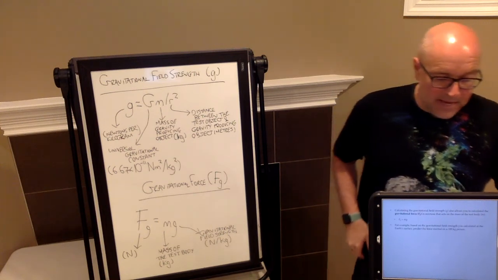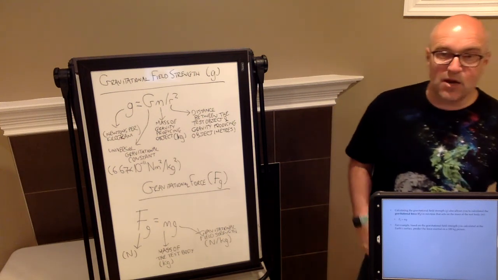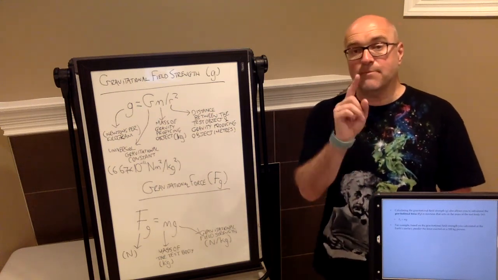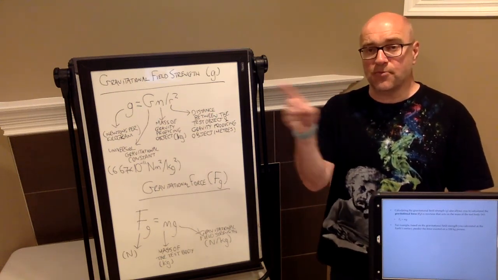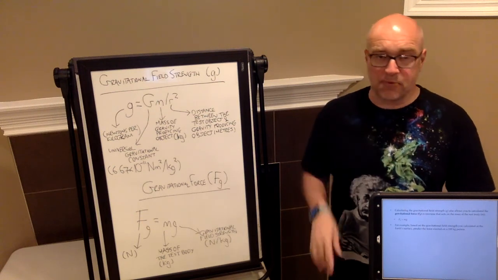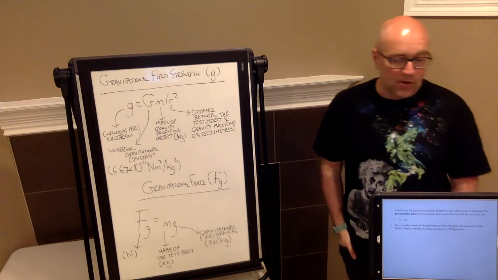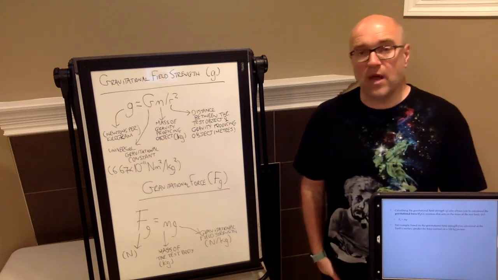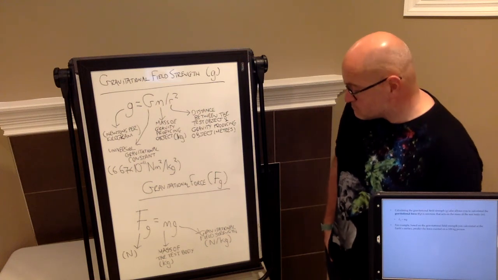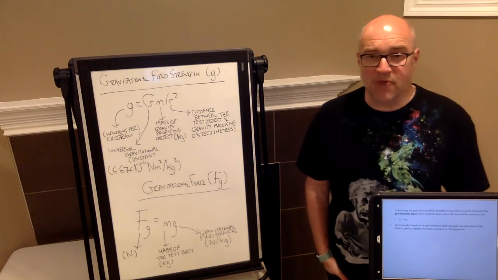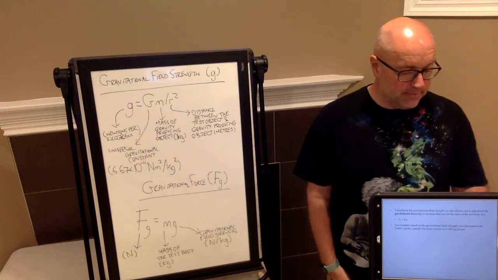Here's an example. Based on the gravitational field strength that you calculated on the Earth's surface, remember that was 9.83 newtons per kilogram, the number we just got on the previous slide, predict the force exerted on a person who weighs 100 kilograms. So give it a shot. Pause me, see what your answer is.